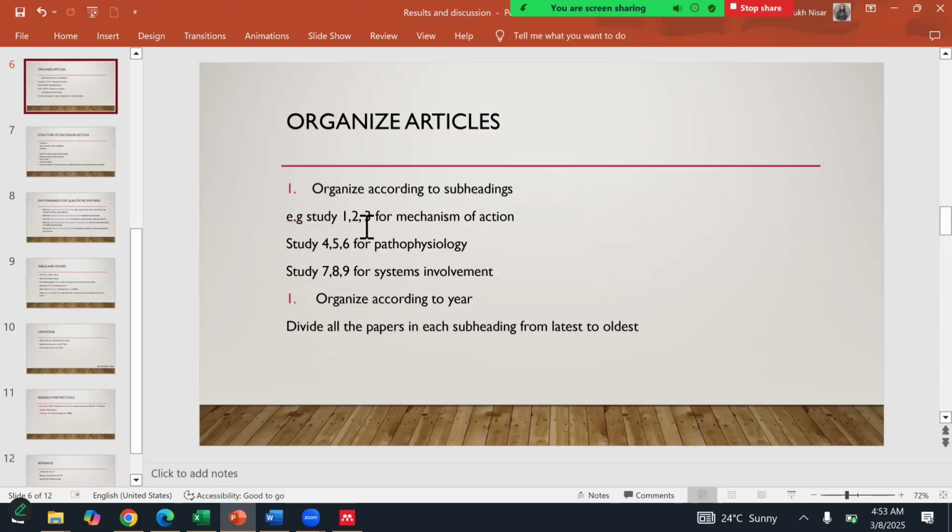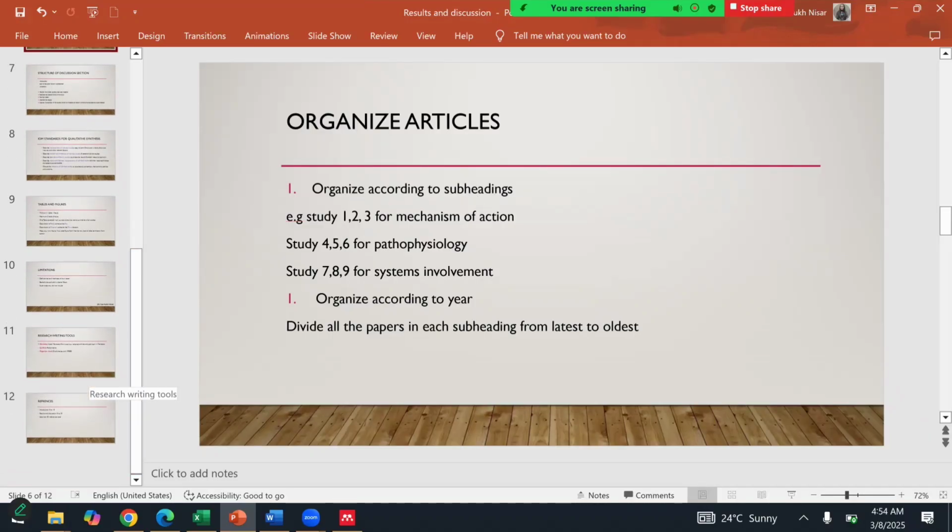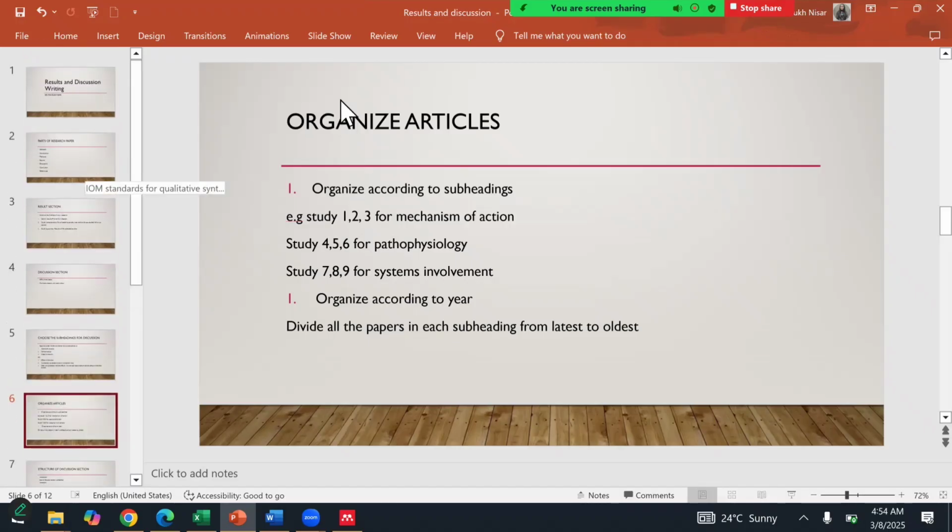So under subheadings, write the results of each paper, paraphrase them, cite them, and then check the plagiarism through Duplichecker, and organize your papers from latest to oldest. So this is how you would write your results and discussion section.